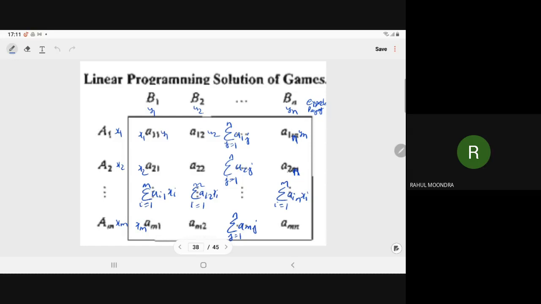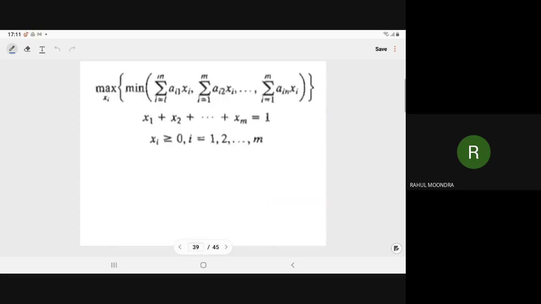It means here we have the row. So for the row, we compute the row min, and from the row min we compute the max. So here we have done the max of row min of the expected payoff, where x1 plus x2 plus xm is equal to 1, because the sum of all probabilities is equal to 1, and all the probabilities are non-negative.